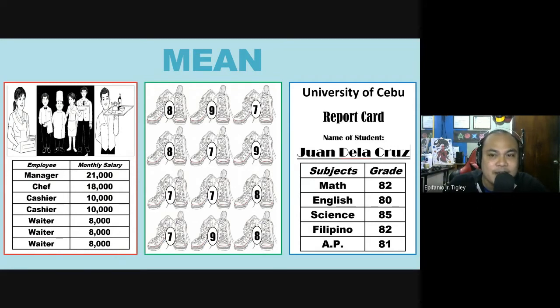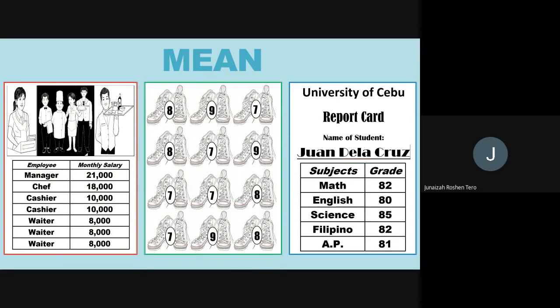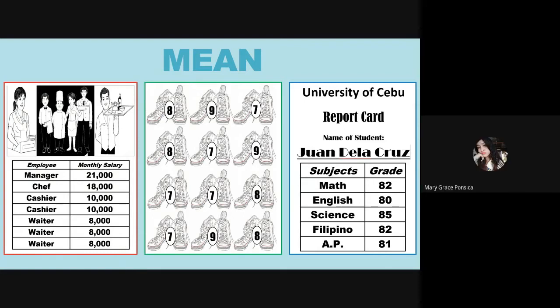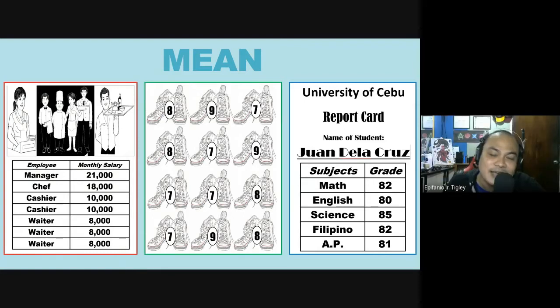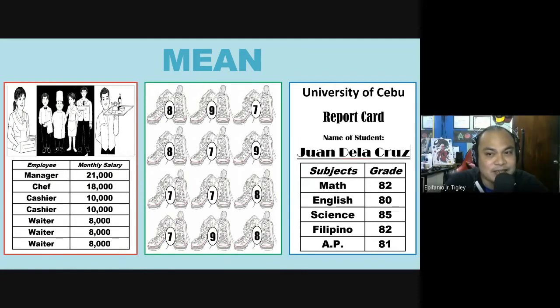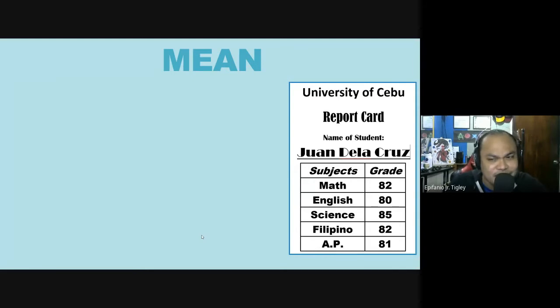Okay? So, you have a concept of that. Where would I use the mean: the report card, the shoe size, or the monthly salary? All three, sir? If I add shoe sizes, the answer becomes a decimal. Yes, I heard someone say, sir, report card. Very good. Report card. Remember in junior high and senior high?